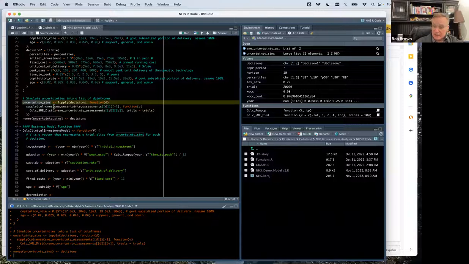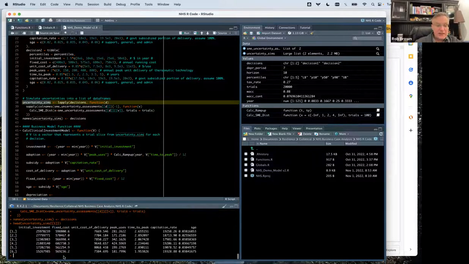All right, so now if I want to get an idea of what the uncertainty SIMS looks like, this is a table that has converted the input list of data frames into a list of trial values from the simulation. I'm only going to look at the first decision, and in fact I'll take the head of that. And you can see what this looks like now. For each one of those variables, I now have a list of trial values returned from the Monte Carlo simulation. And this list is actually 20,000 elements long for the decision one case.